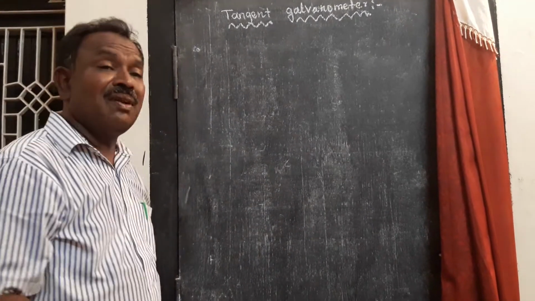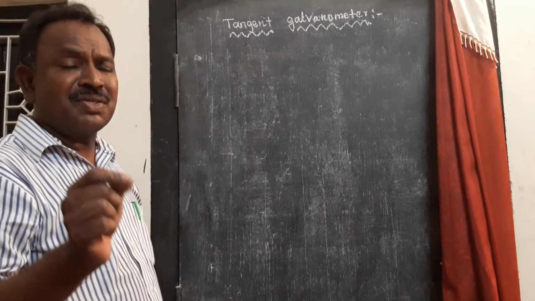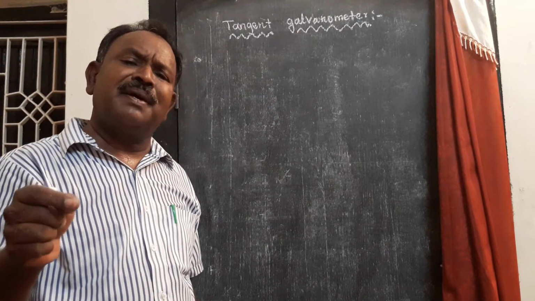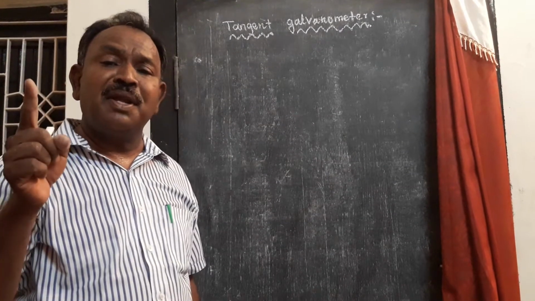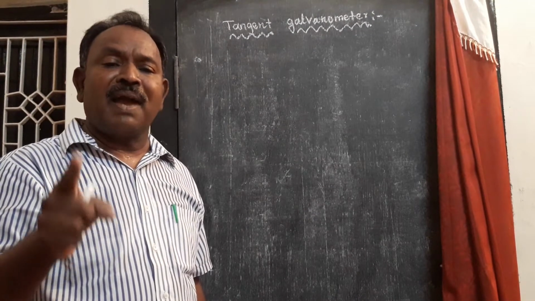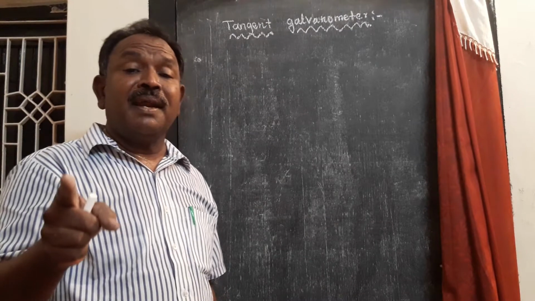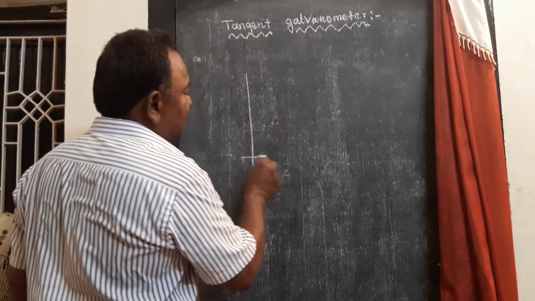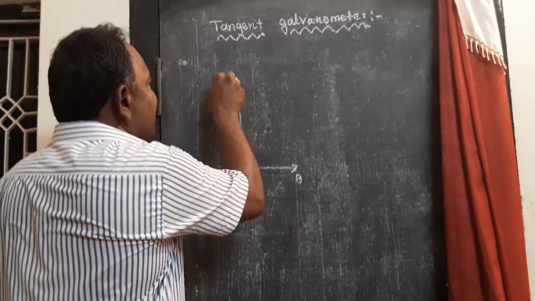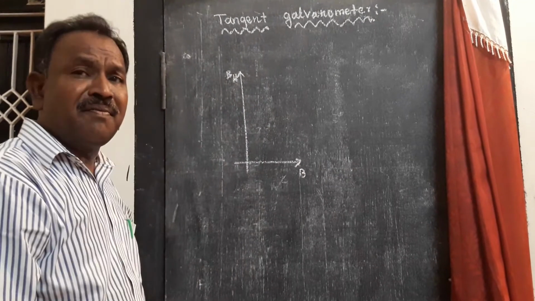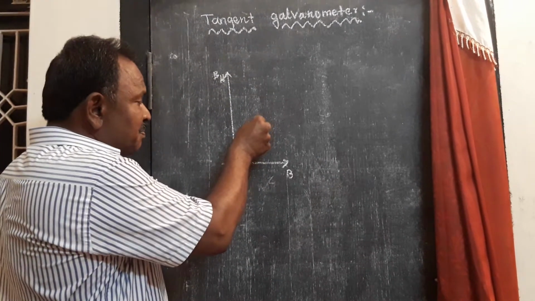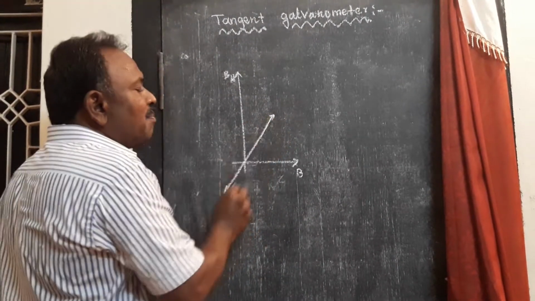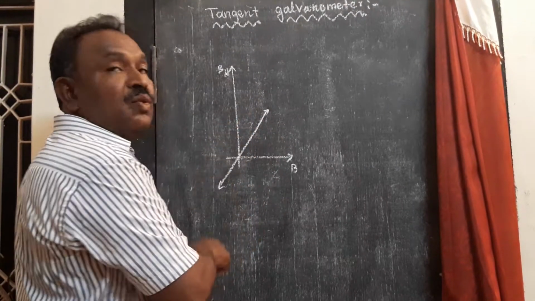So what does this tangent law state? Tangent law states that when a magnetic needle or a magnet is suspended between two crossed magnetic fields, the needle or the magnet will come and rest in the direction of the resultant of the two fields. So we are having two magnetic fields. One is B, another one is BH. If a magnetic needle is suspended in these crossed fields, this magnetic needle will come and rest in the resultant of the two fields.